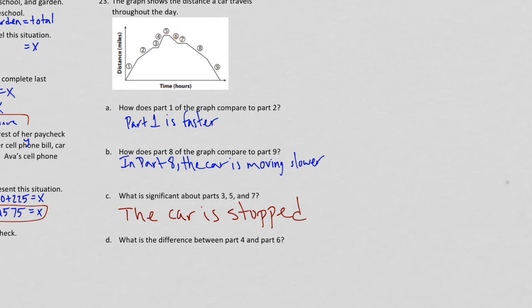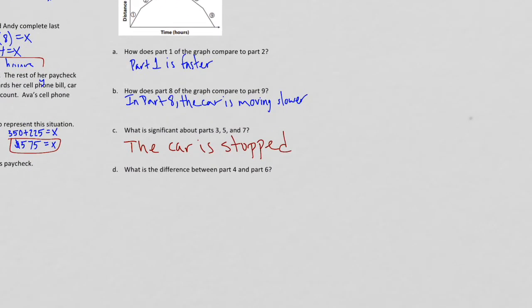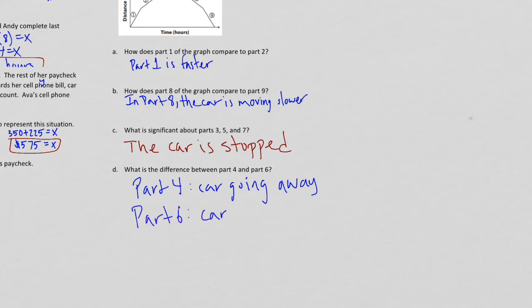Okay, so part 4, car moving away. Part 4, car going away from its starting point. Part 6, car returning to its starting point. Car is returning to its starting point. There you go.